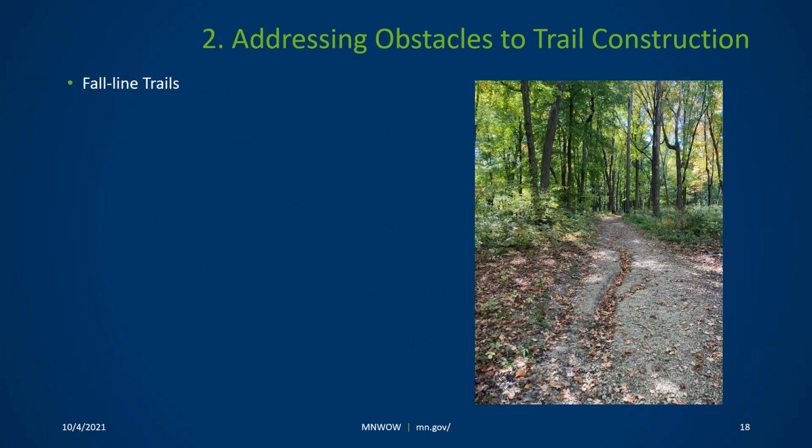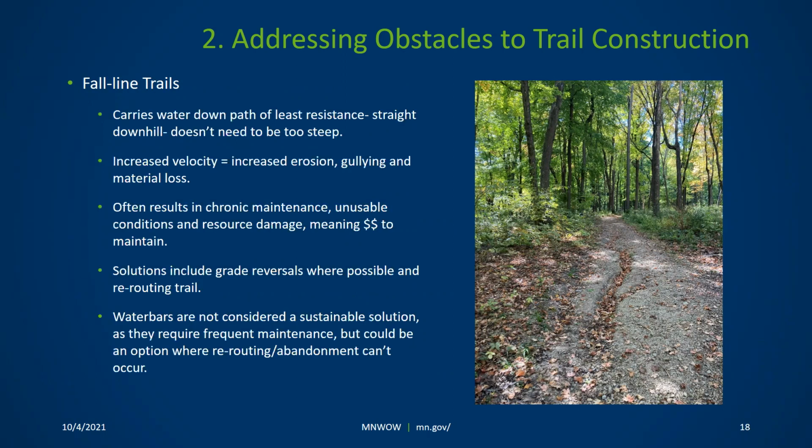So another big obstacle is fall line trails. They're easy, a quick point from A to B, but more trail length often means that we're tempering that slope. It's going to be a more gradual slope. Fall line trails, generally, as you see in the picture, have a little gully or washout going right down the middle of the trail where the leaves are collected.